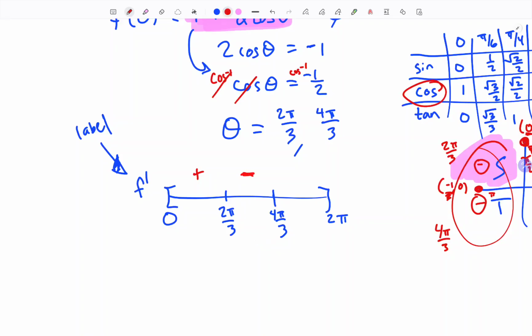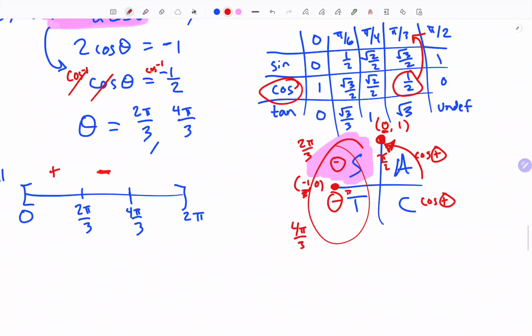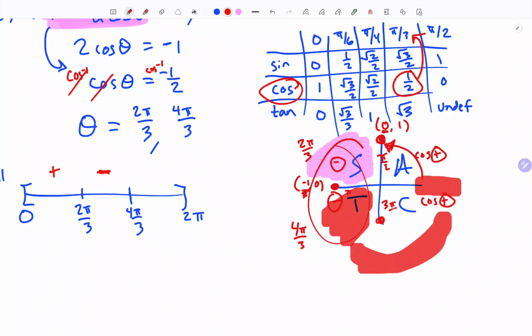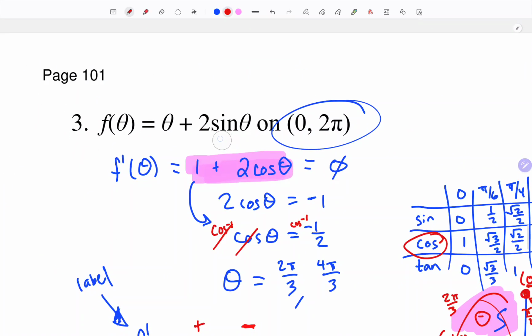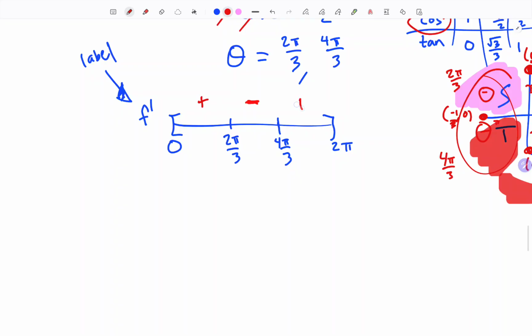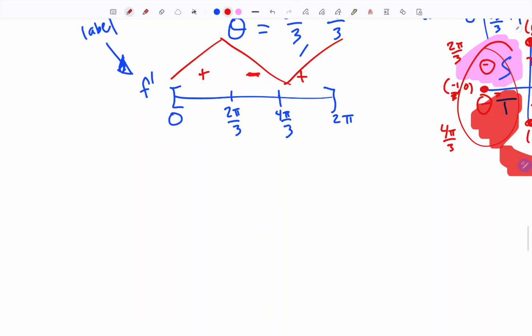And finally, we're going to plug in something between 4 pi over 3, which is this quadrant, and then 2 pi, which is over here. So something in between here. The easiest thing for me to plug in would be 3 pi over 2, which is 0 and negative 1. So again, we're plugging in 0. We did this before. That's 1 plus 2 times 0. 1 plus 0 is positive. So it worked out the way I said it would. We're increasing, we're decreasing, we're increasing. Now we'll just do this as quickly as we can, but we have to write them out.